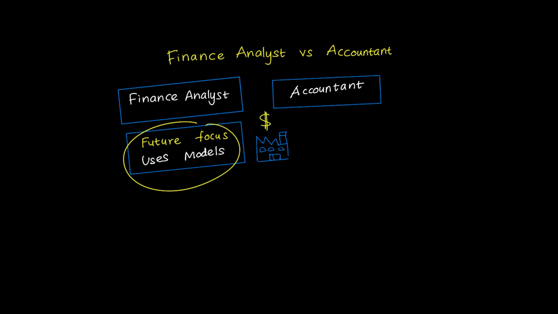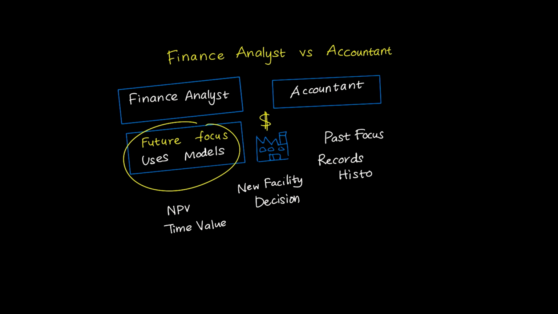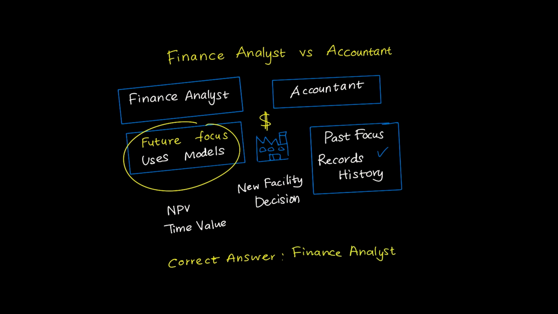They use mathematical models like net present value and time value of money concepts to assess whether projects will create value for the company. Financial accountants, on the other hand, focus on recording what already happened and ensuring compliance with standards. Tax accountants handle tax planning and compliance, while compliance auditors check that regulations are being followed. So when you need someone to analyse future investments using financial models, you need a finance analyst.